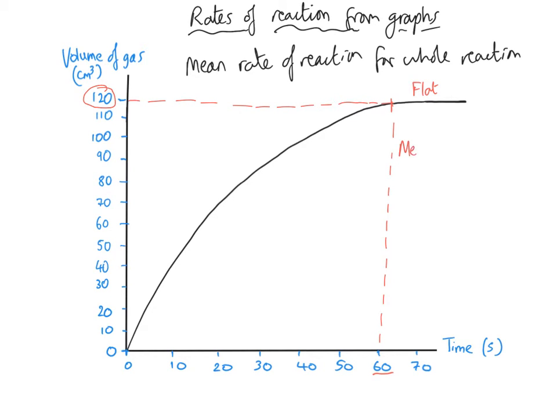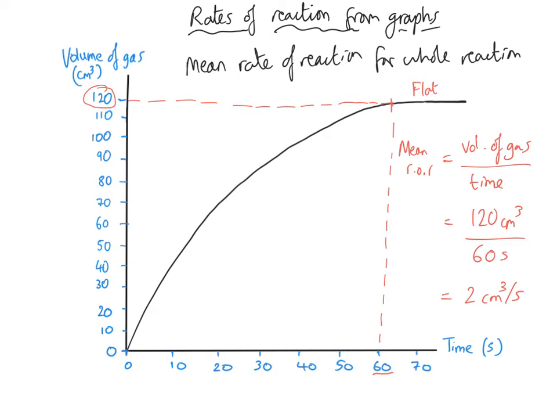And so the mean rate of reaction for the whole reaction is the volume of gas divided by the time it took to make that volume. So for this graph, we made 120 cubic centimetres in 60 seconds, and so the rate of reaction is 2 cubic centimetres per second. Now let me be clear, this is the mean rate of reaction because obviously, as we know, it's faster at the beginning and then it slows down and then it's really, really slow just before it ends.